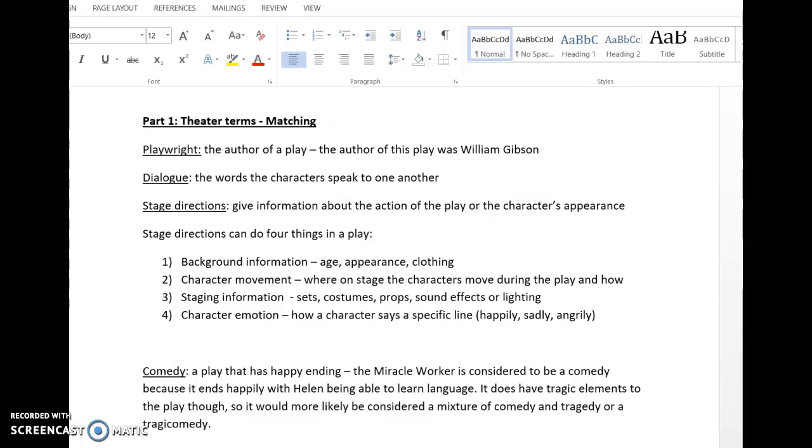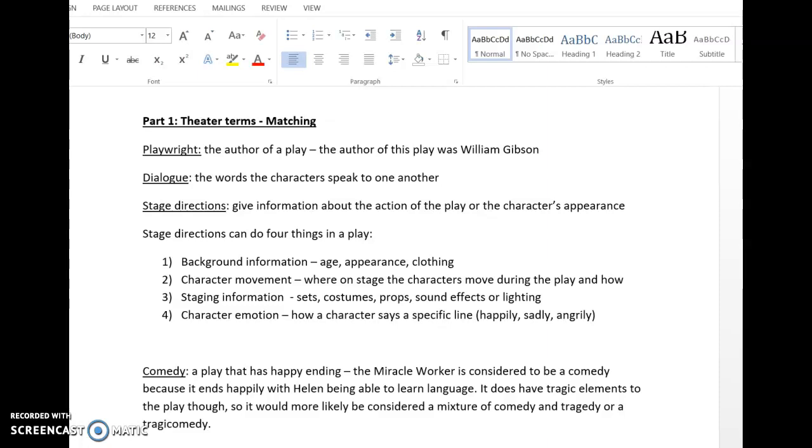Stage directions give information about the action of the play or the character's appearance. So there are 4 different things that stage directions can do. I'll have a matching question for each one of these 4. So the words on the left-hand side will be like the matching terms, and then the things on the right-hand side will be the things that they'll match with. Okay, so 4 things. Background information, it can tell you about the character's age, appearance, or clothing that they're wearing.